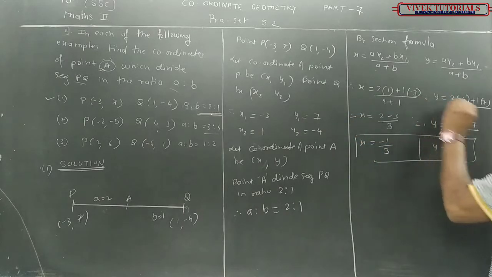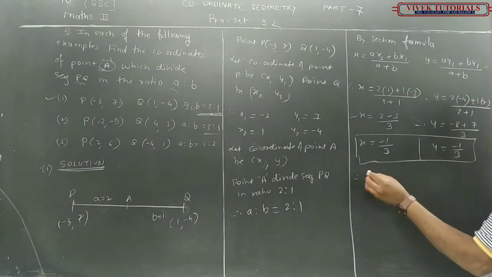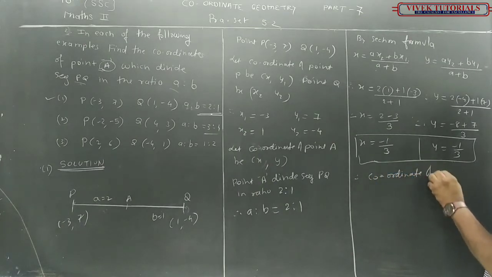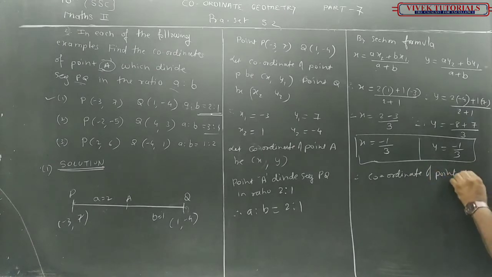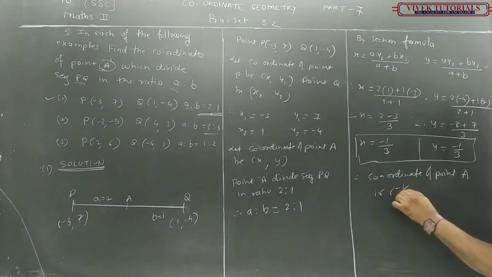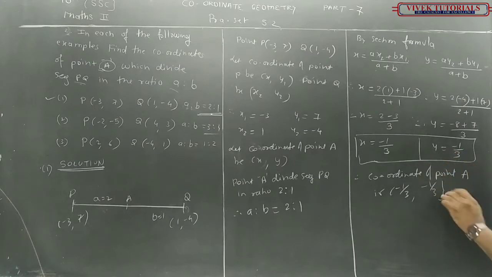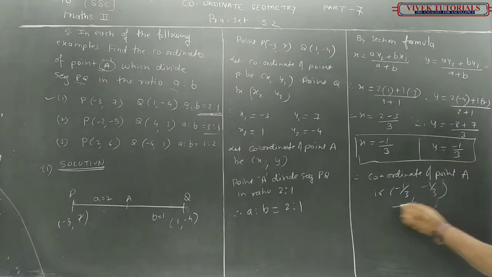Okay, put the therefore sign properly. And last we are going to write: therefore, coordinate of point A is minus 1 comma 3 and Y is also minus 1 comma 3, that is the answer for the first question.